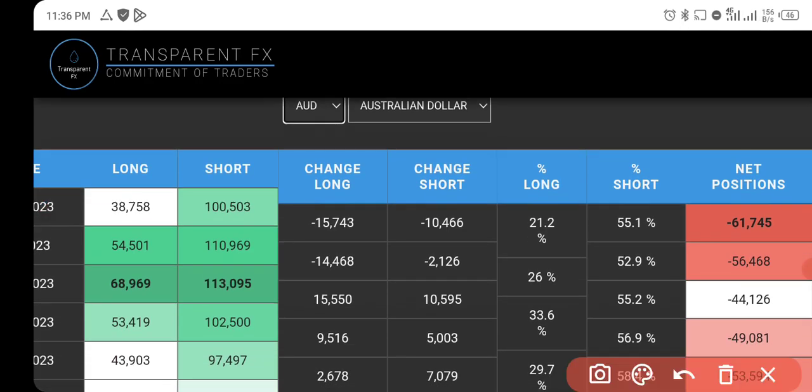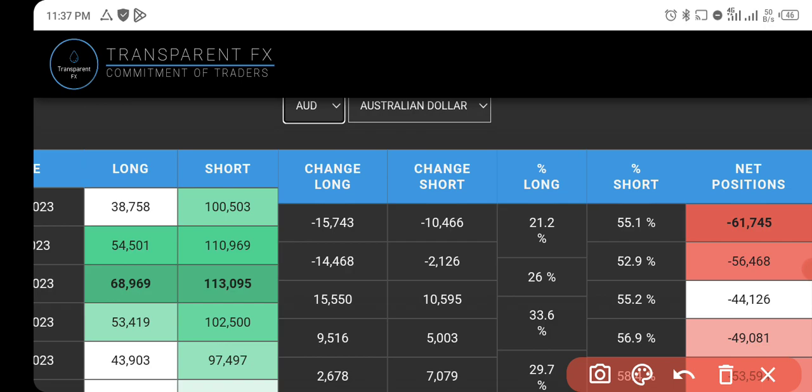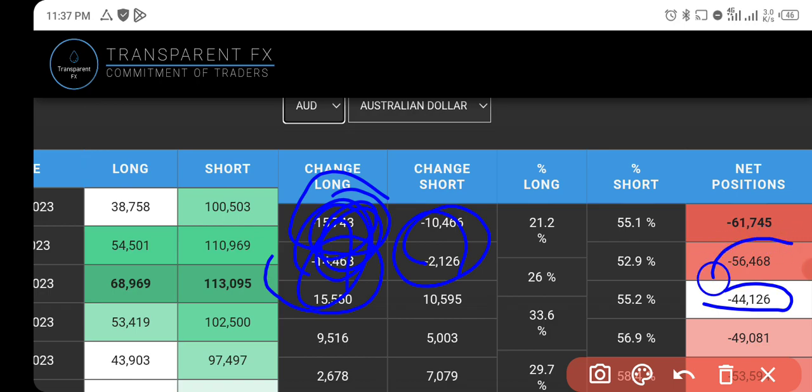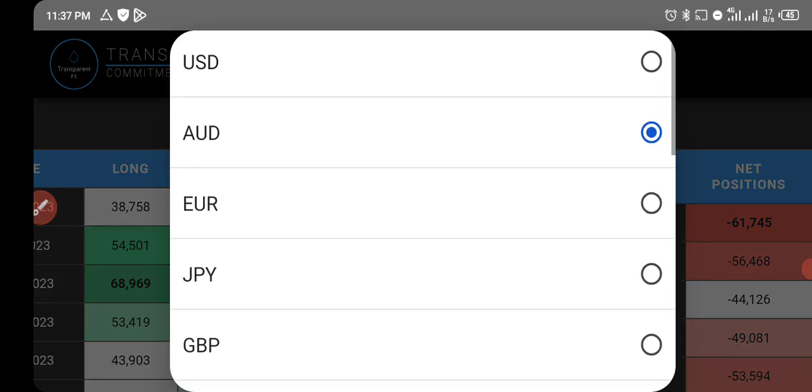Remember, in AUD we have 100,000 shorts, that's 100,000 sellers and 38,000 buyers, meaning that we have more sellers than buyers, so the pair is weak. So with the last report, 15,000 buying trades are closed. 2 weeks ago, 14,000 buying trades are closed. Now more longs, more buying trades are closed, and fewer shorts are closed. Now from the next position here, we have minus 44, we have minus 56, and we have minus 61, making AUD weak, which is what we need for AUD and NZD. Now let's check what we have on NZD.